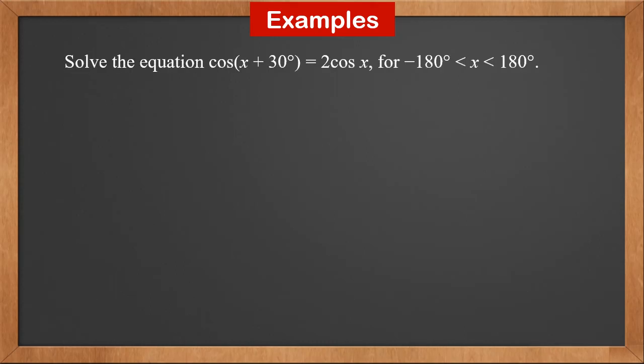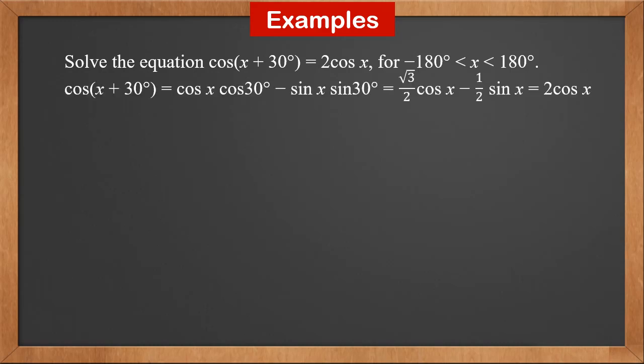Solve the equation cosine of x plus 30 degrees equals 2 cosine x for x between minus 180 and 180 degrees. Cosine of x plus 30 degrees is cosine x cosine 30 degrees minus sine x sine 30 degrees. This is root 3 over 2 times cosine x minus half times sine x. It is equal to 2 cosine x. Combine the cosine terms, we get half sine x equals root 3 over 2 minus 2 cosine x. Divide by cosine x and multiply 2 on both sides. It becomes tangent x equals root 3 minus 4.